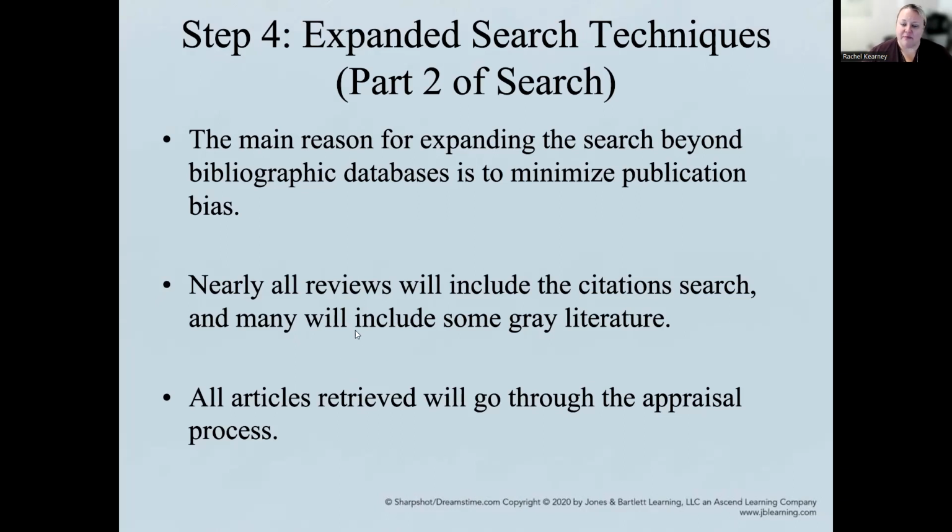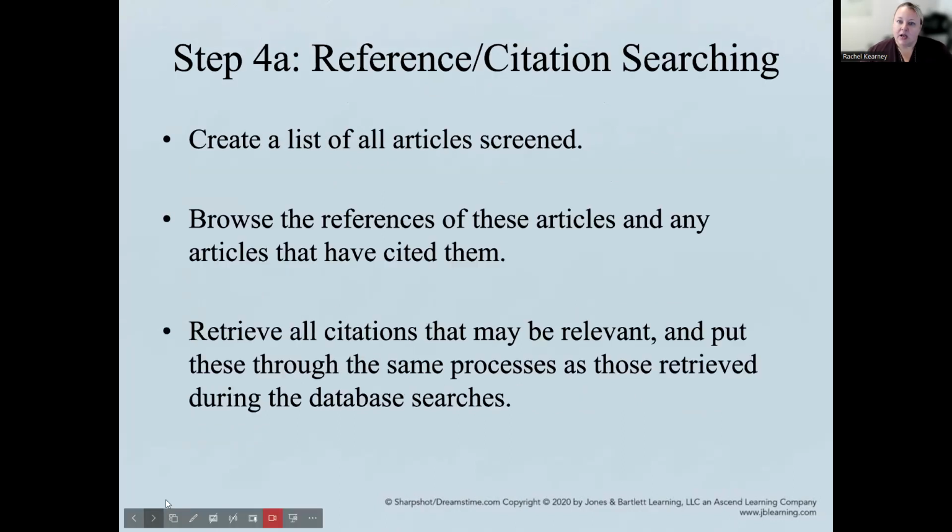And so some of the ways that in a systematic review that you would combat that publication bias is to look through not only the references section of each of your studies, but also into the gray literature. So you will look at all the articles screened, you will look at the references in these articles, and retrieve all the citations that may be relevant. And then you would put those through the same process of the ones you found in the database. So this may add additional studies to your analysis.